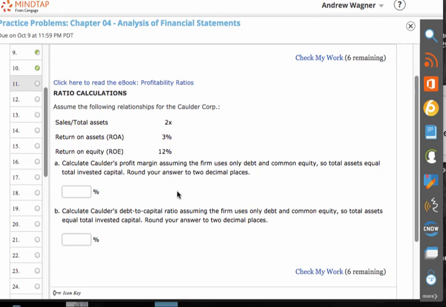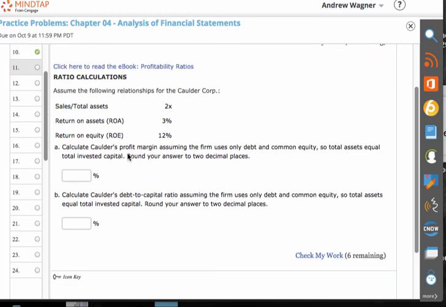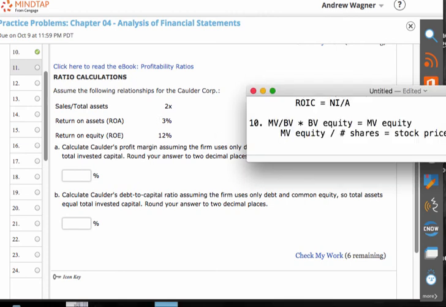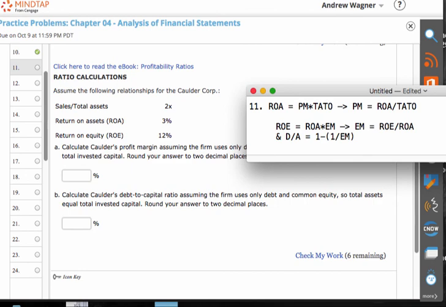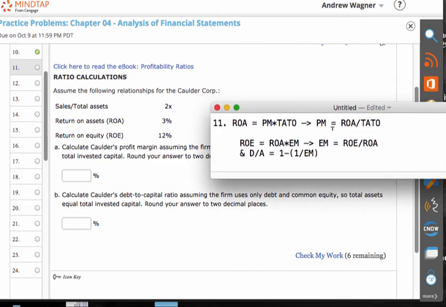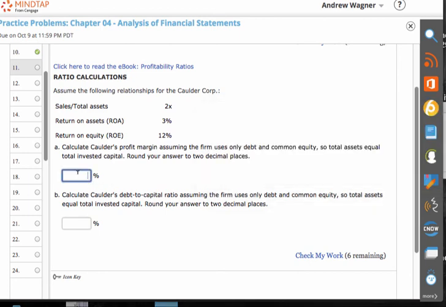Assume we're given total asset turnover, return on assets, and return on equity. So it looks like another DuPont type problem. We have to calculate the profit margin. We know that return on assets is equal to profit margin times total asset turnover. So we should be able to rearrange that to give the profit margin equals return on assets over total asset turnover. Return on assets is 3%, total asset turnover is 2, so 3 over 2 is 1.5.